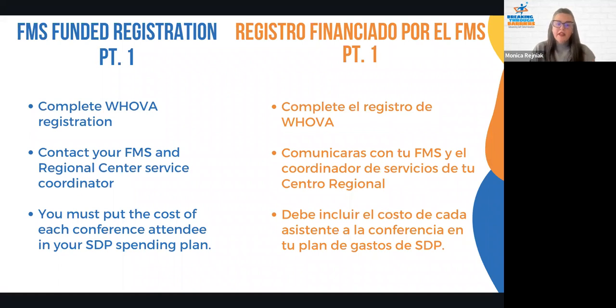So one thing is you have to put the cost in your spending plan. So register early, so you only have to pay $75. And also, if you have your spending plan already itemized in such a way that there's no room for this conference, you might need to move funds from one line item to another. So I think we can go to the next slide.